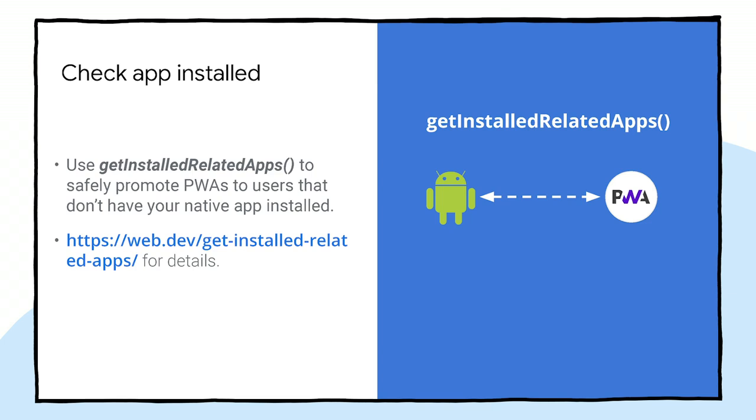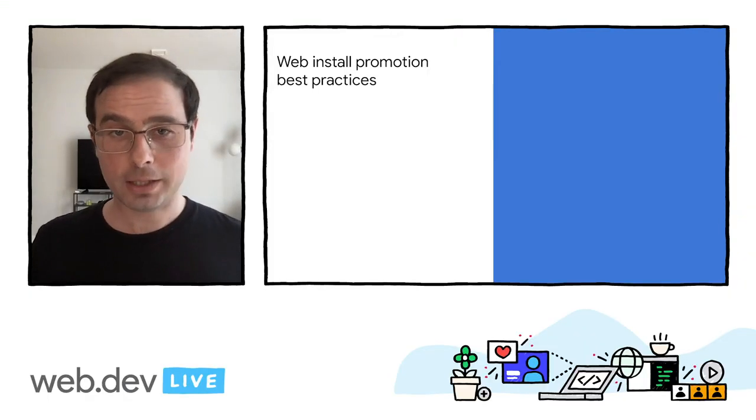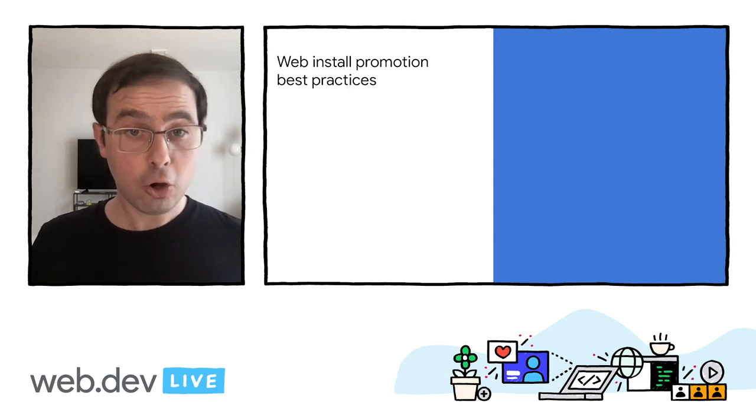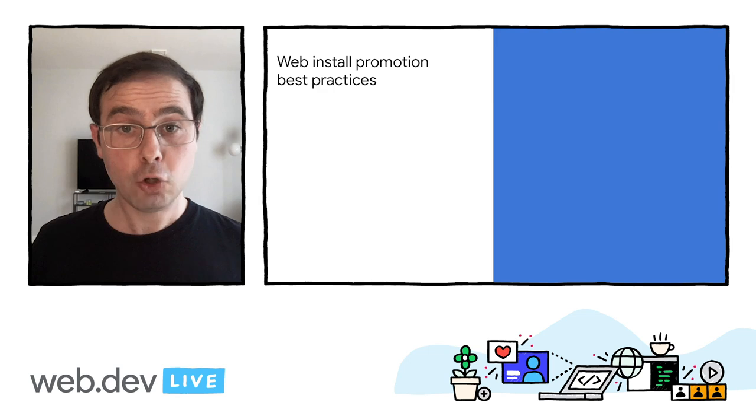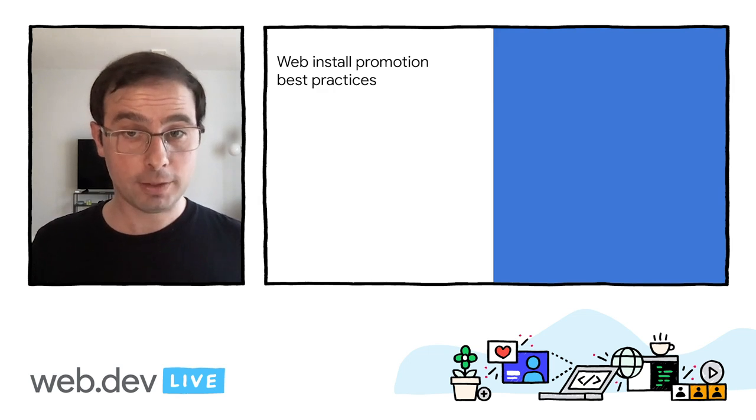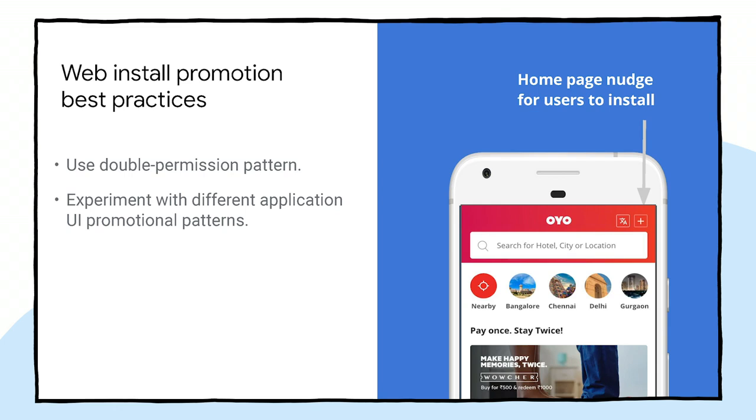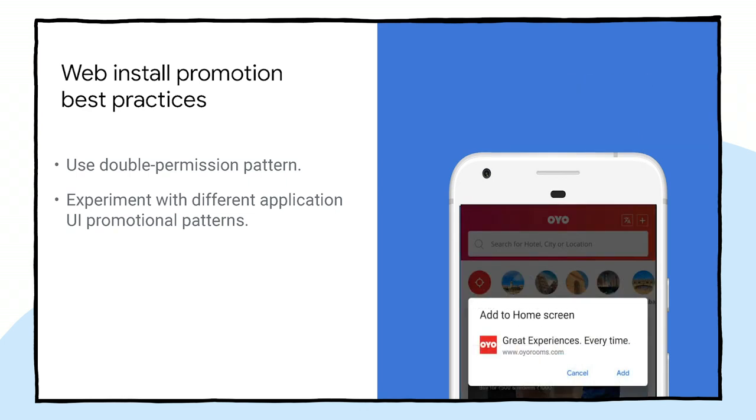But before showing the web install call to action, there are two more things to take into account. The first one, make sure that the user hasn't already installed your native app or your PWA by other means. The getInstalledRelatedApps API can help you check that. The second is actually a UX best practice. To maximize the opt-in rate for your web install prompts, you might want to use the double permission pattern. In this example, Oyo shows a web install icon after capturing the beforeinstallprompt event. When the user clicks on it, they trigger the standard add to home screen prompt.